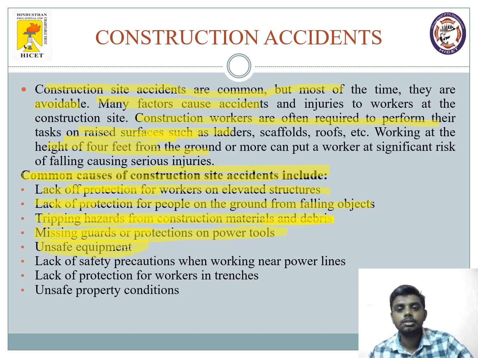Then unsafe equipment: if equipment has failed, or if equipment has caused more harmful effects like accidents, particularly a single piece of equipment, that has to be handled very carefully. And unsafe equipment must not be used on your sites, right? If you have proper safety, you can use it, or else you should not use it. Then lack of safety precautions while working near power lines. People don't usually take any precautions when they are working near a power line, and this has to be taken very seriously.